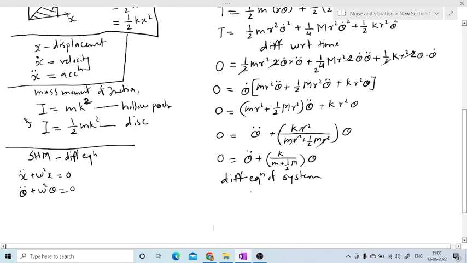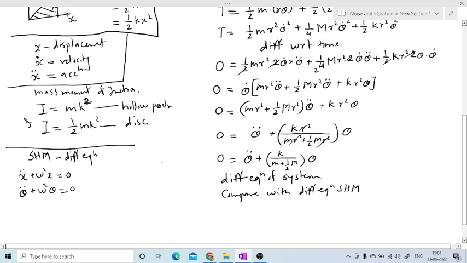Now we'll compare this equation with the differential equation of SHM. Why do we have to compare this with SHM? Because the vibration is SHM, and in SHM the differential equation in linear form is x double dot plus omega square x is equal to 0, and if you convert into angular form, it is theta double dot plus omega square theta is equal to 0. Yes, we have replaced x by theta.